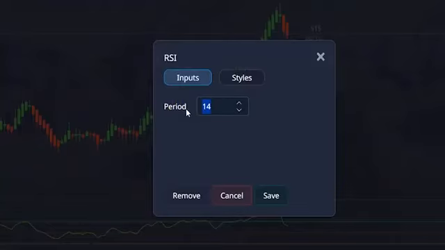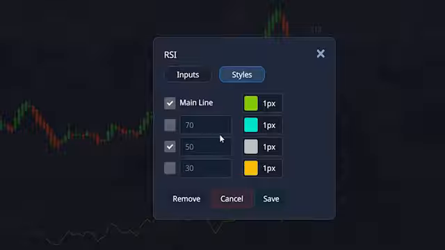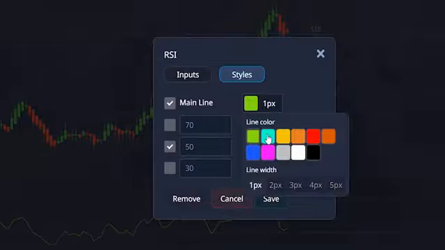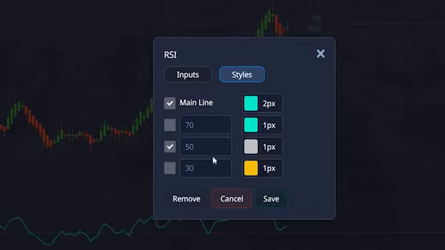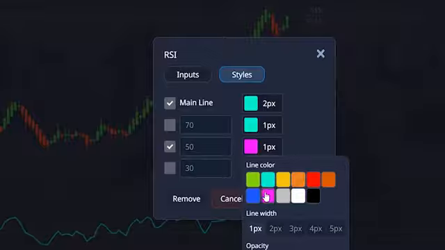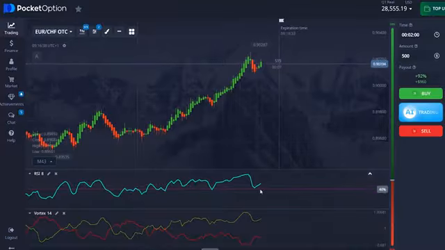I'm going to turn the period to 8. So right here on the style level, we're going to turn off these 2 lines right here, the 70% and the 30% line. We're going to turn them off. Then we're only going to be leaving the 50% and the main line right here. So right at this particular level, we're going to be making use of this particular color. I'm going to be using it on 2 pixels. So we're also going to come over to the 50% line and we're going to be using a purple color, and we're going to be using it on 2 pixels. So when you're done, just click on save. So you should be able to have your RSI just like this.